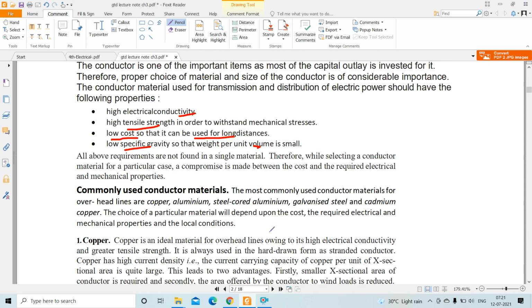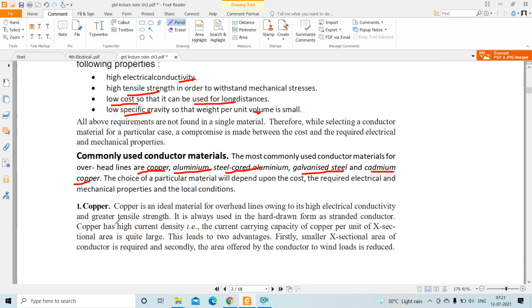Commonly used conductor materials are copper, aluminium, steel-cored aluminium, galvanized steel, and cadmium copper. These are the commonly used materials which we will discuss one by one. So the first one is copper.